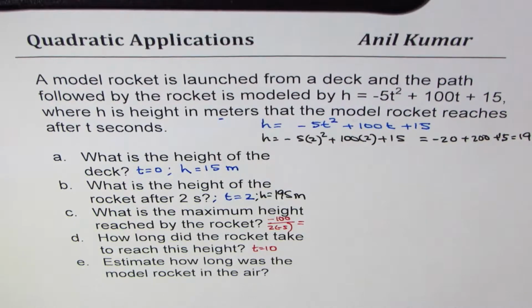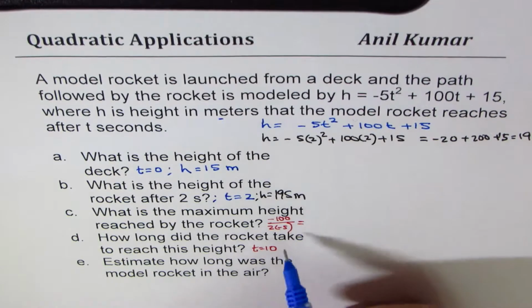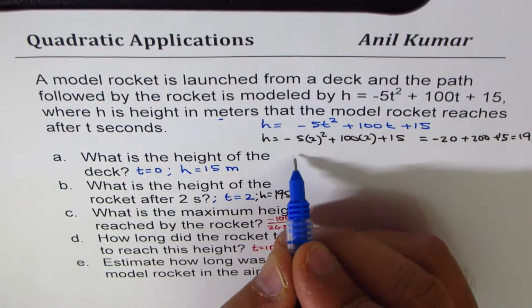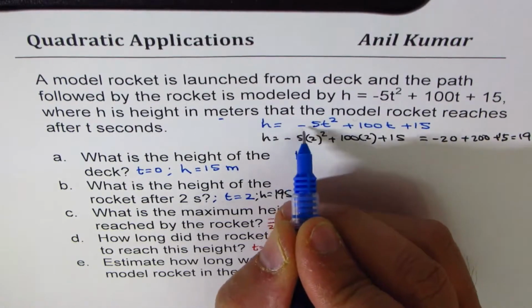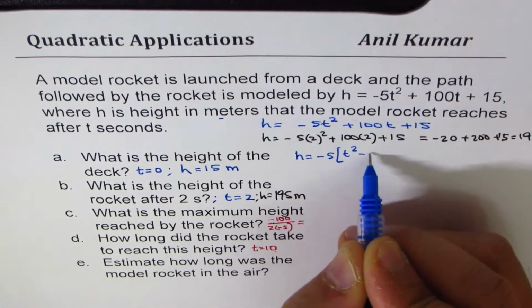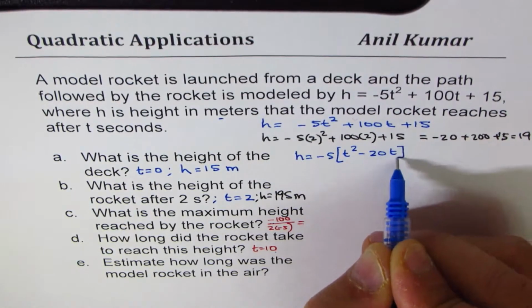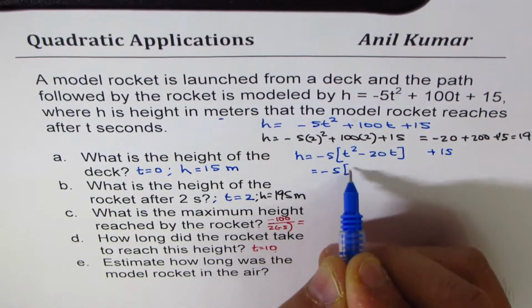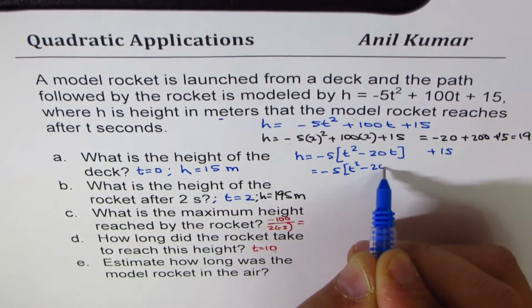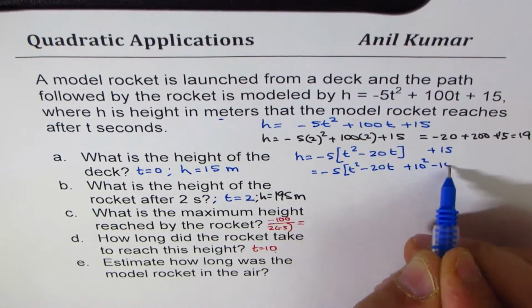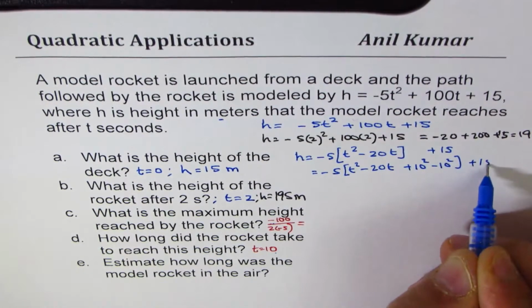But what we can do here is, we can actually perform completing the squares and find this time and the height, both of them. So let's do completing the squares. We have h equals, we'll factor out minus 5. We're left with t square minus 20t. Keep this 15 away. Minus 5 times t square minus 20t. Half of 20 is 10. So we'll add and subtract 10 square, plus 15.